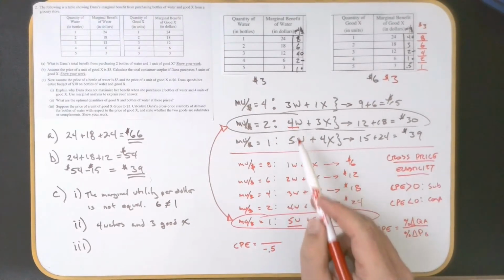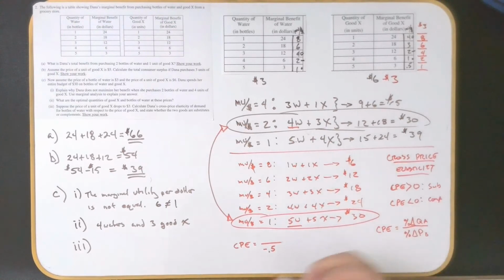If you bought 4 and now you have 5, that's a 25% increase. It's a quarter more. So this would be a positive 0.25. But again, that's a negative number in the denominator. Well, if they're opposite signs, that tells me that these things are complements. So this number, cross-price elasticity, is 0.25 over negative 0.5, and that is less than 0. So my conclusion is they are complements.